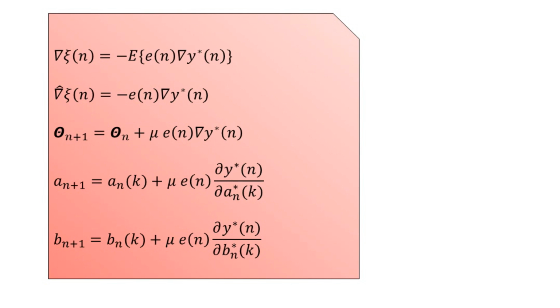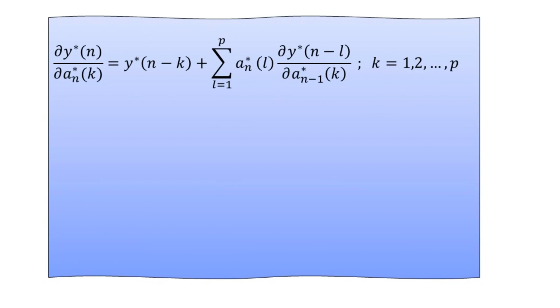Here the partial derivatives can be evaluated with respect to the earlier representation, with the filter coefficients a of k and b of k replaced by the time varying coefficients a suffix n of k and b suffix n of k. So the new equation for these two filter coefficients, in the previous fashion, is: del complex conjugate of a suffix n of k for the complex conjugate of y of n is equal to the complex conjugate of y of n minus k, added by the summation L equal to 1 to p of the multiplication of the complex conjugate of a suffix n of L to the partial differentiation of the complex conjugate of y of n minus L with respect to the complex conjugate of the filter coefficient a suffix n of k. K will hold the values 1, 2, 3 and so on up to small p.